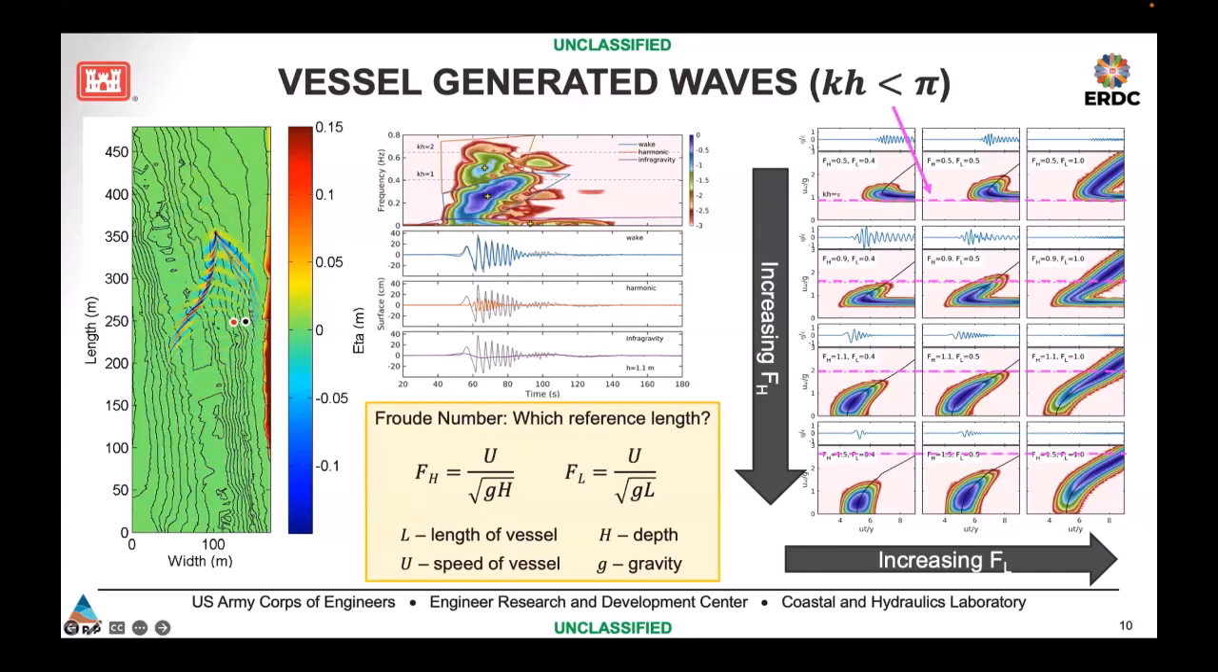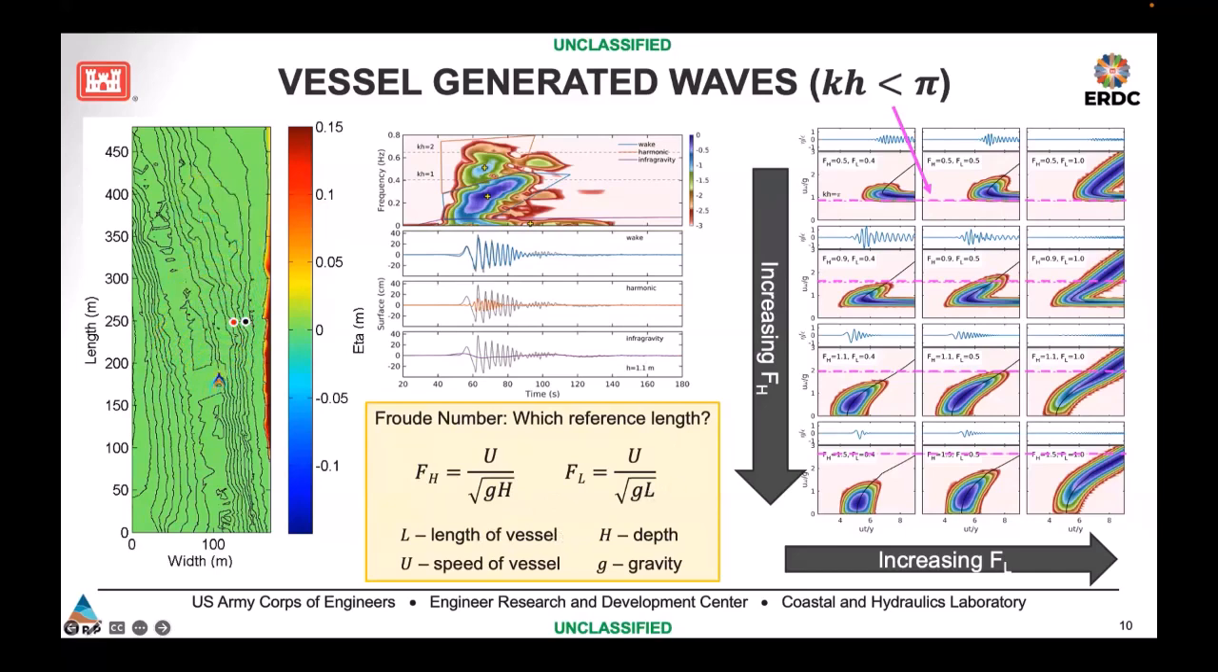It's often useful to characterize vessels using the Froude number. However, there's some choice in the length scale. So an example Froude number is here, where U is the vessel speed, g is gravity, and h is the depth of the channel. Alternatively, we can also use the length of the vessel.